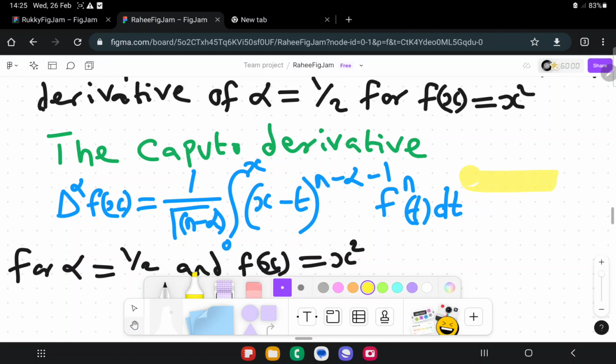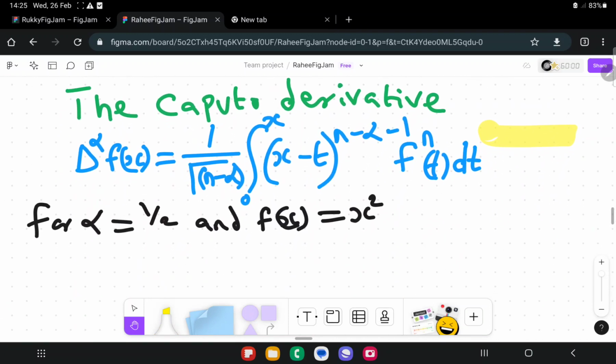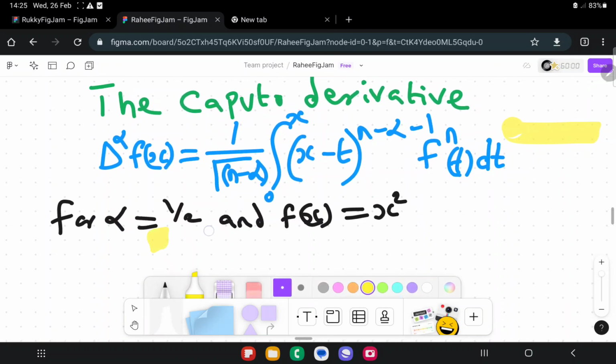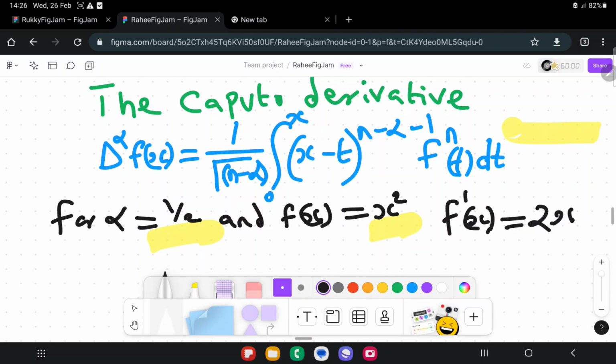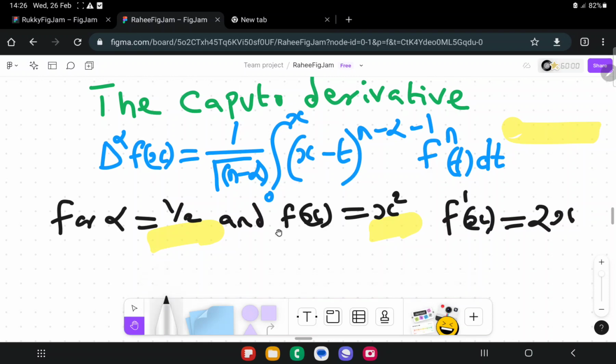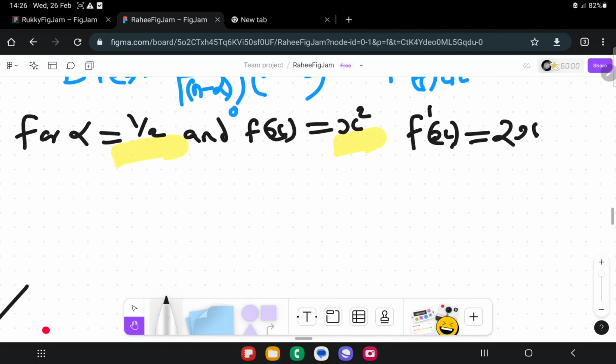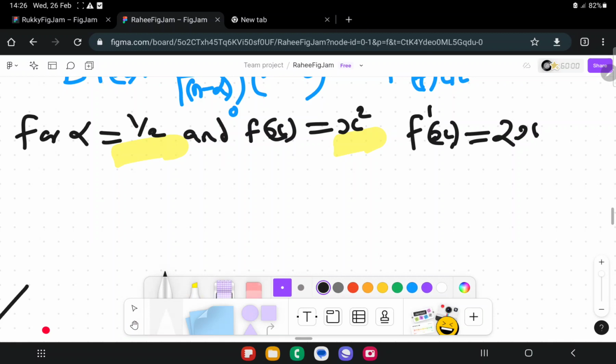This is the Caputo fractional derivative, and we're told from our question that our alpha right here is given to be half, and f of x we have here is x squared. So now let's find the f prime of x. That's the first derivative of x squared, which will give us 2x. Now we have our values. We're going to substitute all of this into the Caputo fractional derivative formula.